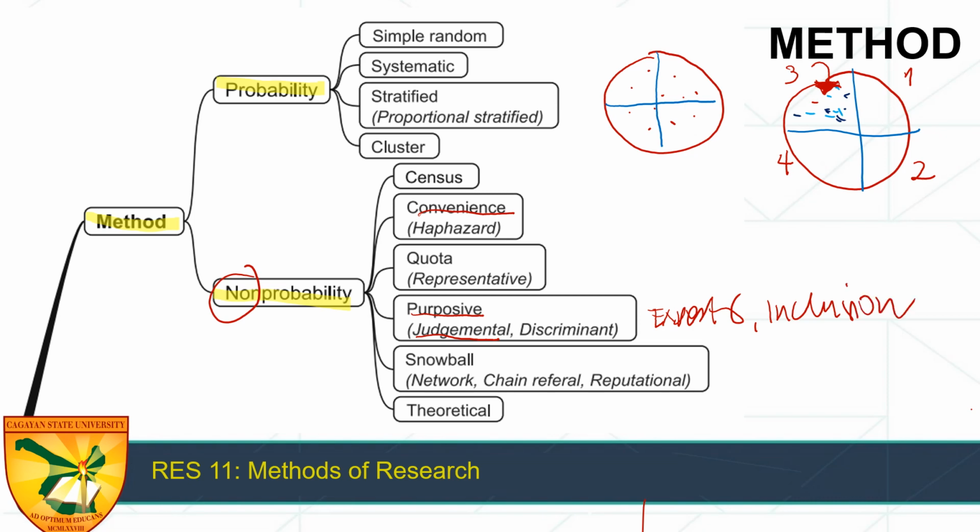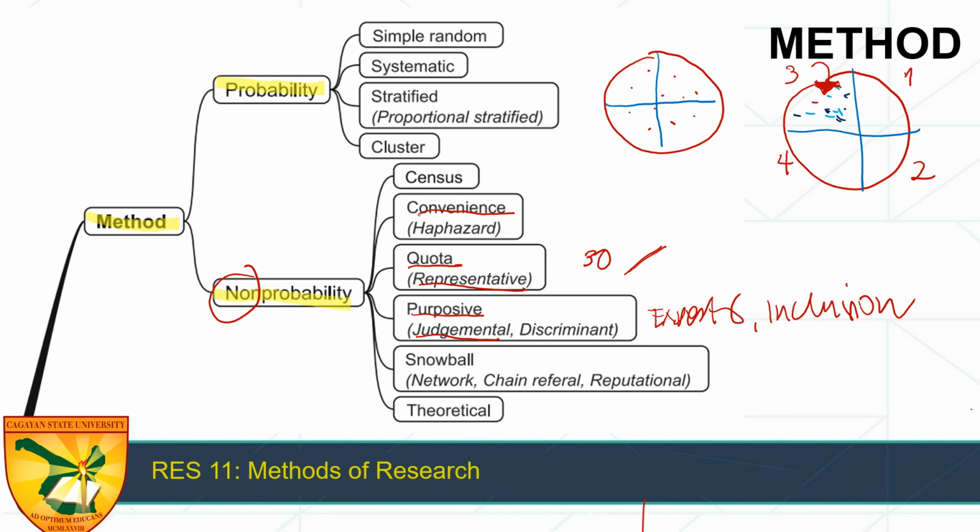Okay, and for quota sampling or the representative sampling, this is where the proportion of the groups in the population is considered in the number and selection of the respondents. So if your sample size is, let's say, 30, when you've interviewed already 30, that is already your quota, you're done with it. So this is quota sampling.